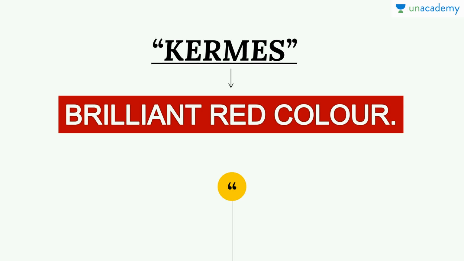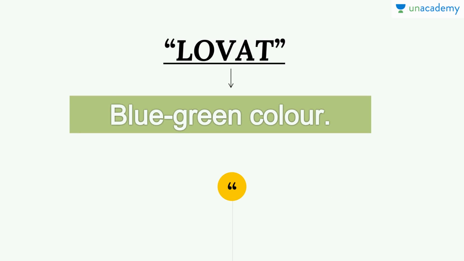The next word is commerce. Now commerce is a word which is used for brilliant red color. I'm just repeating to make it more clear for you. The next word is lovat, which is a name for blue and green color. So blue green color, I'm sorry, is the word for lovat.